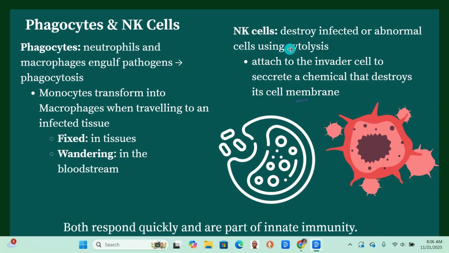I wanted to talk about the natural killer cells, NK cells. They destroy infected or abnormal cells using cytolysis. Cyto means cell, and lysis means cutting. They attach to a cell and secrete a chemical that destroys its cell membrane. They are part of the innate immunity. They're all there in our bodies all the time and don't need any specific pathway in order to work. They're just there.